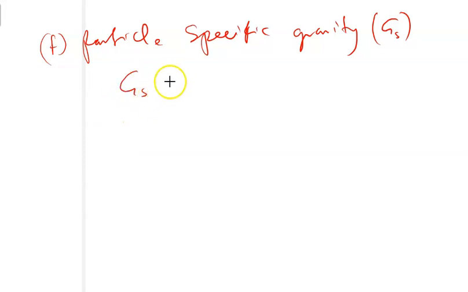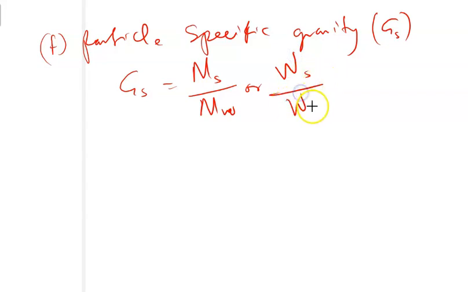GS here is equal to mass of the solid over mass of water, or we do it as weight of solid over weight of water. And we can also call it rho, which is density of solid over density of water. So we'll call this our equation VIII, 8.